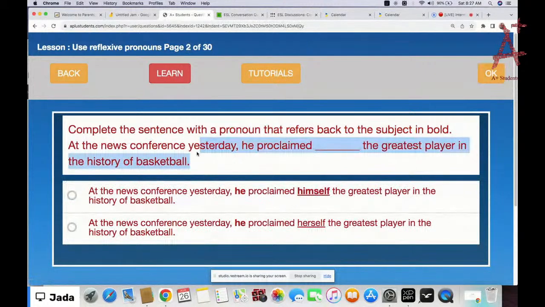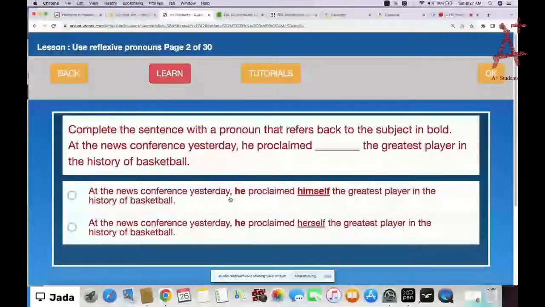At the news conference yesterday, he proclaimed dash the greatest player in the history of basketball. He proclaimed himself or herself? Okay. What's the answer here? Himself. So proclaimed himself, because you see that it's a he. So he goes with himself. He cannot go with herself. Yeah. So girl goes with girl and boy goes with boy like that.